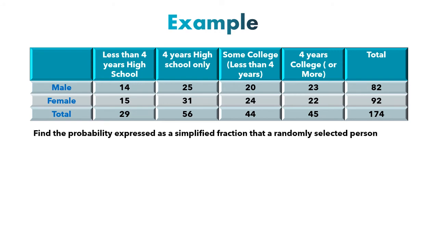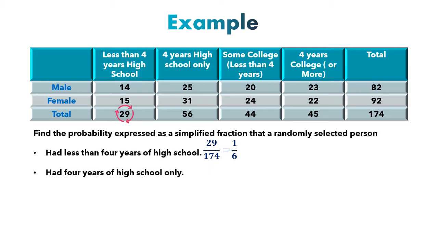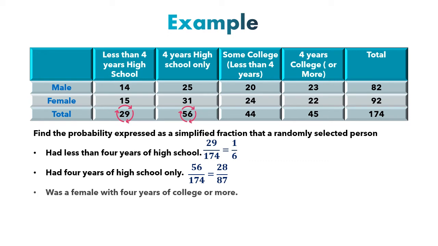Find the probability expressed as a simplified fraction that a randomly selected person has less than 4 years of high school. So it doesn't matter whether he's a male or female, so we're just looking at the category for less than 4 years of high school. So that's going to be 29 out of 174. Another example of a person, regardless of his gender, has 4 years of high school only. That's going to be 56 out of 174.